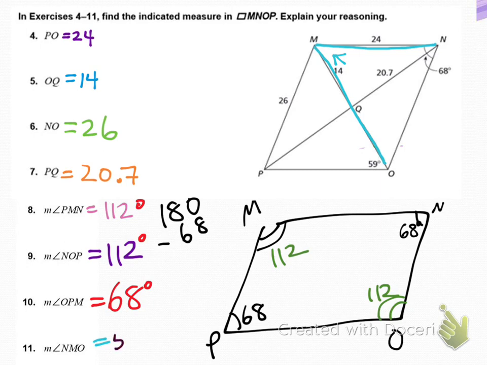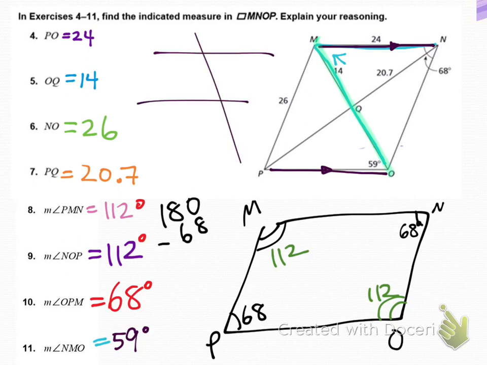This is the one I want you to write a reason for. So this is a parallelogram, right? So that means MN is parallel to PO. If I could draw a triangle. These two are parallel. And you've got a line touching two parallel lines. What did we call a line that crossed two lines? A transversal. So if you look, this is 59, right? It's inside of the double lines.